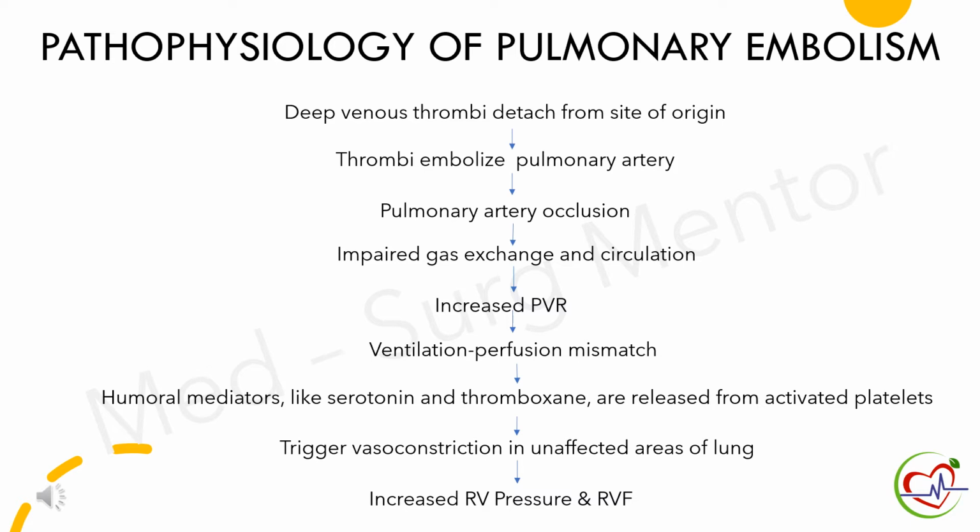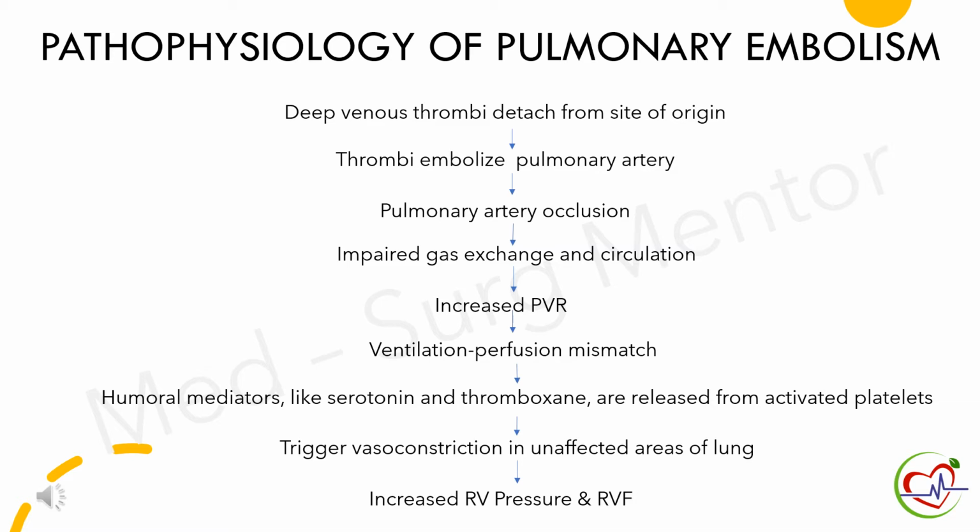Pathophysiology of pulmonary embolism. Due to etiological factors, thrombi detach from the site of origin and will embolize the pulmonary artery. It results in pulmonary artery occlusion, leading to impaired gas exchange and poor circulation. These changes lead to increased pulmonary vascular resistance and ventilation perfusion mismatch.